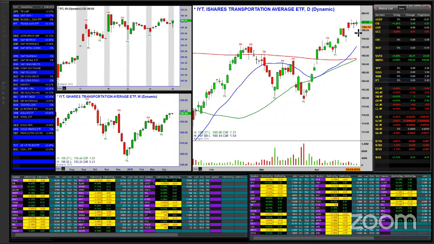Nonetheless, you've got this rounding kind of a bottom, right, which you can see here. So if it can clear here, 200 would be the next reference point, and 210 is the old high there. And let's see if it can clear 200 first.